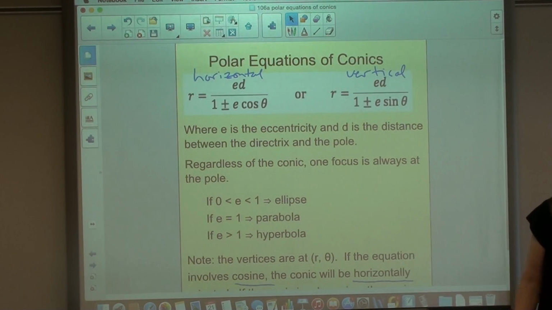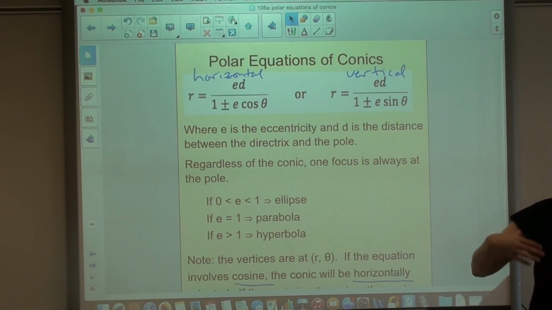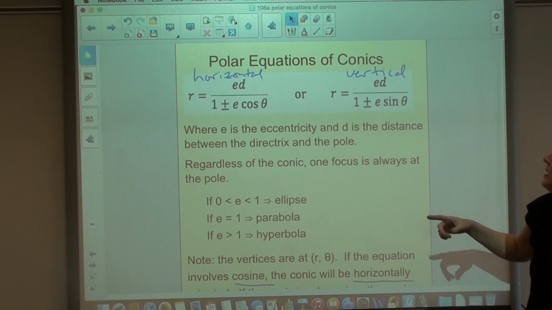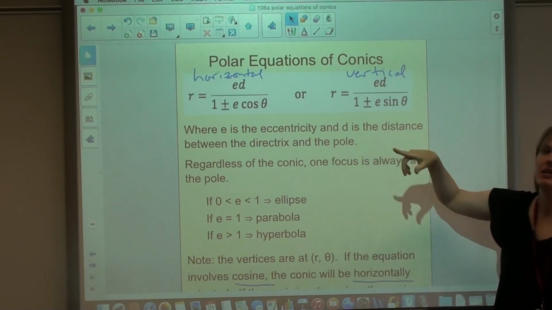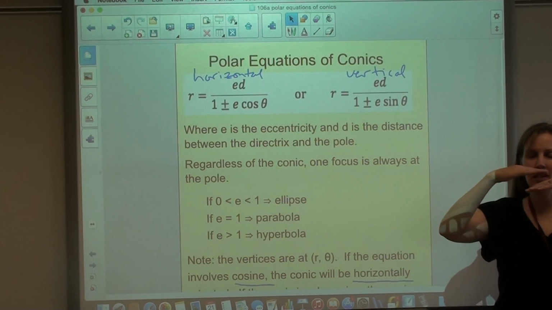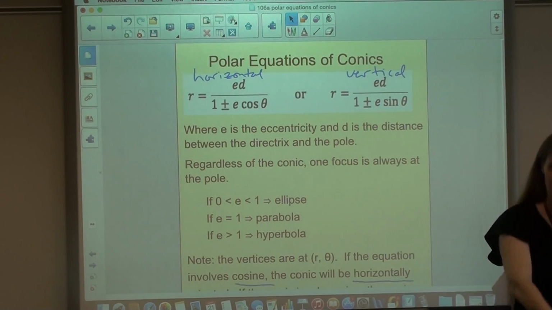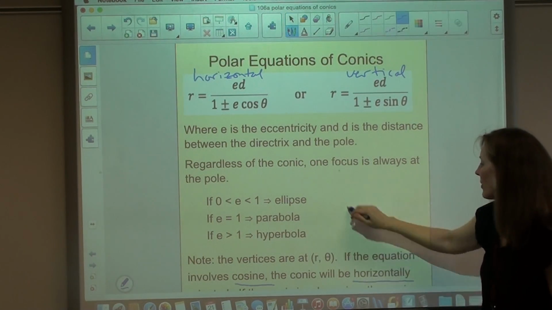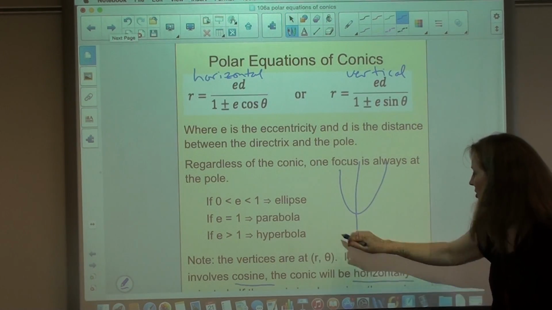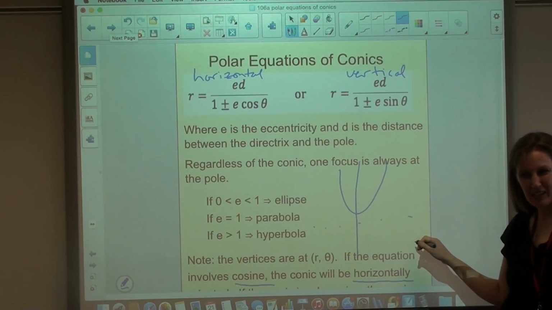The only other thing, and we'll get more into this in a few minutes, I don't know how much information I can give you this quick, but the plus or minus tells you where the directrix is. The directrix is always perpendicular to the major axis. So if we have a parabola, there's the major axis, there's the directrix. It's always perpendicular to the major axis.